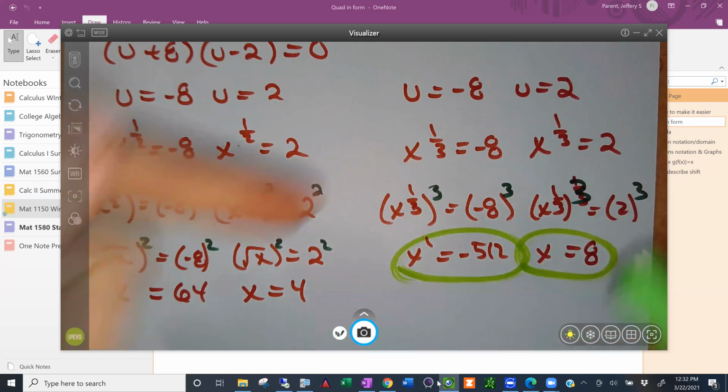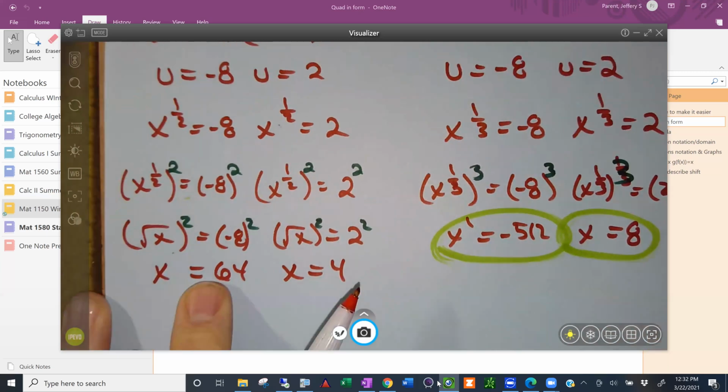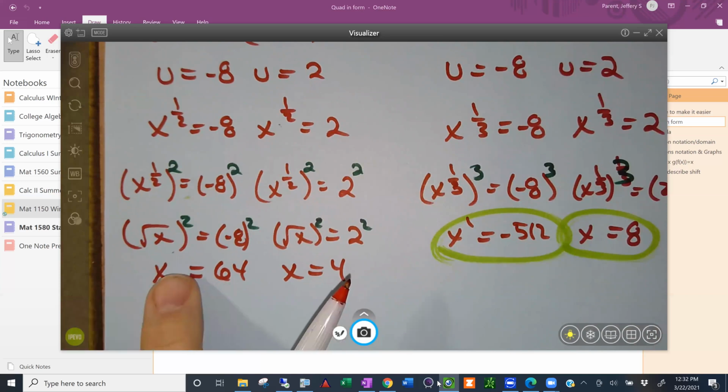So it's raising both sides to the reciprocal power. It works great. I get 2 solutions here, but I only get 1 solution here. Why do I only get 1 solution? 64 doesn't check, right? Right, -8. Extraneous. Wow, you girls are rocking. You're making me look good.